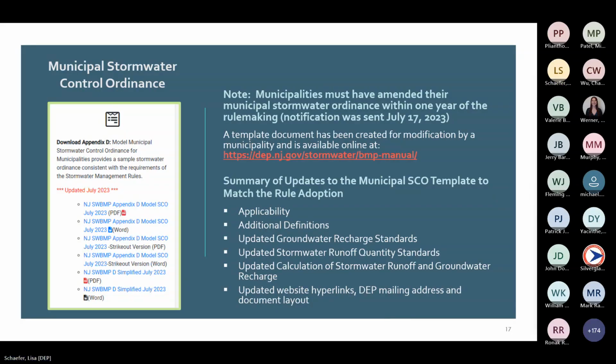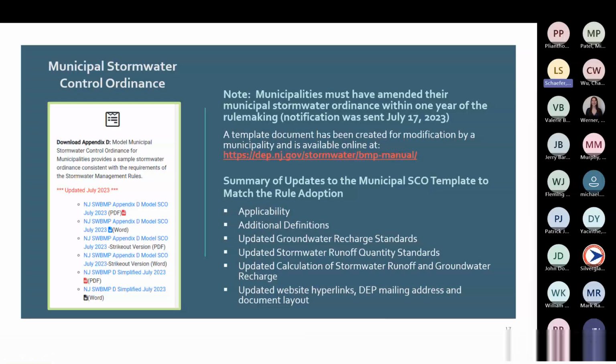Now, municipalities must have amended their municipal stormwater control ordinance within 12 months of written notification by the department of the need for the modification and update. That notification was sent on July 17th of 2023, so we are now well past that deadline. And on the lower part of this slide is a summary of the updates that were made to the SCO template to match the rule adoption. We also updated the hyperlinks throughout the document and just basically cleaned up its appearance.